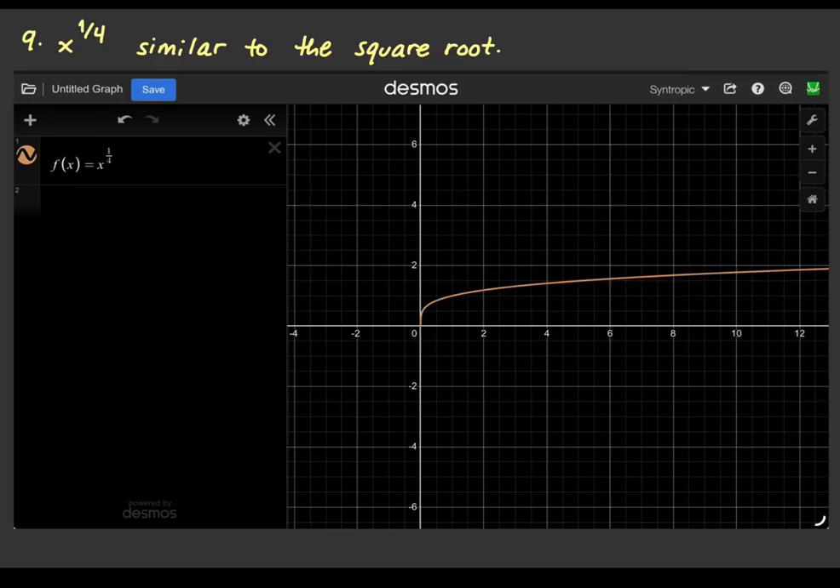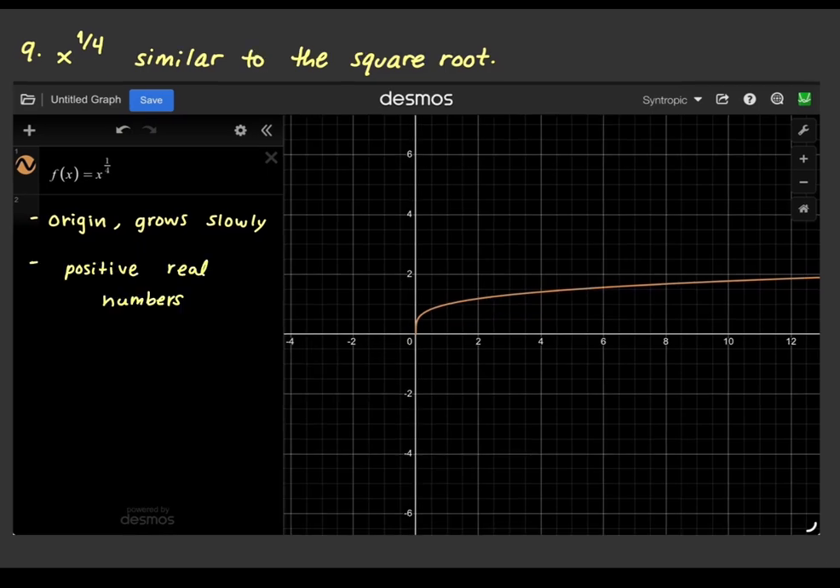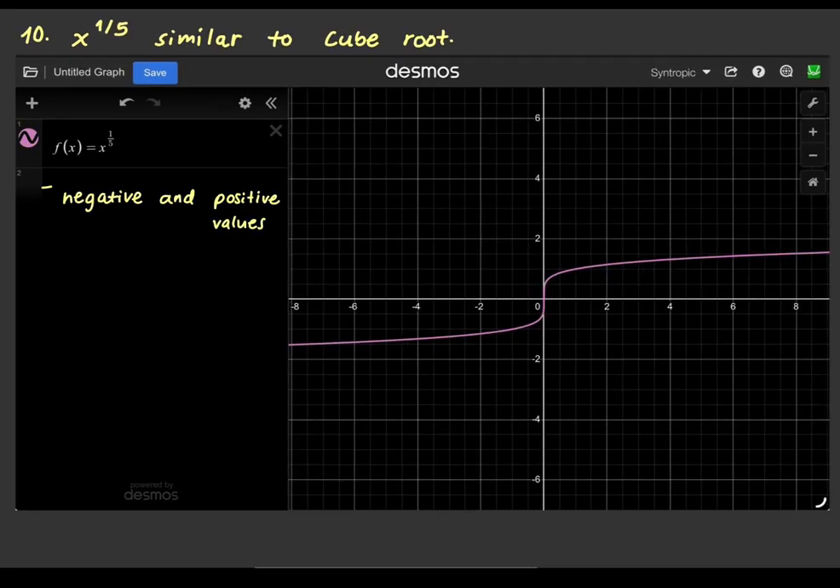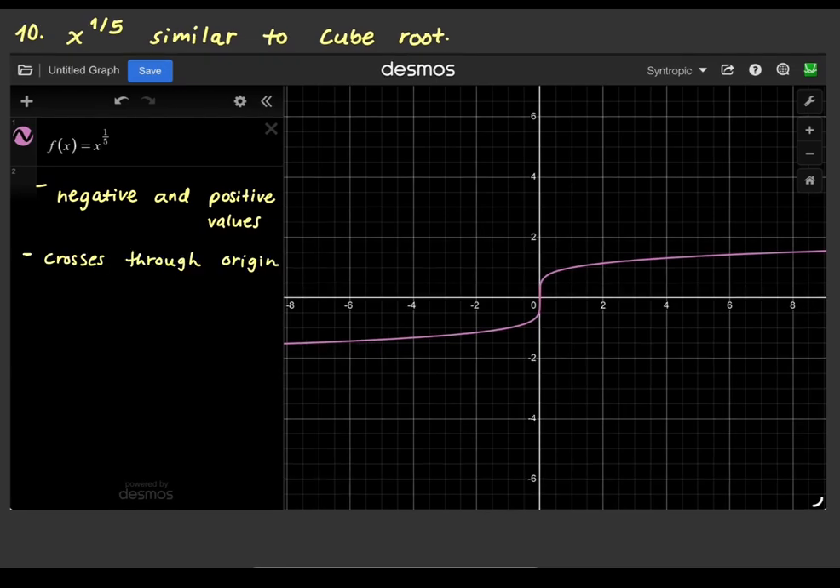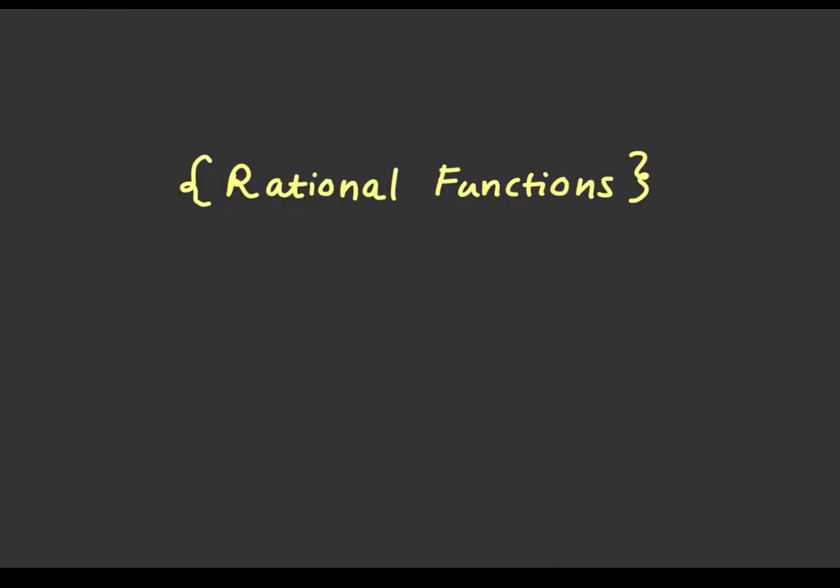Now x raised to the power of 1/4 is similar to the square root, defined for positive real numbers, starts at the origin and grows slowly. The bigger the x, the slower it grows. Now x raised to the power of 1/5 is similar to the cube root. It exists for negative and positive values, and it crosses through the origin and preserves whatever sign x has. So the graphs of roots grow very slowly compared to the graphs of powers because they compress large numbers. Moving on to rational functions.